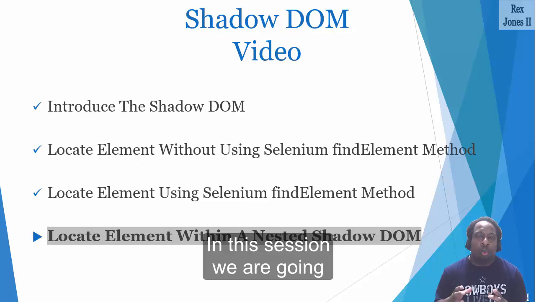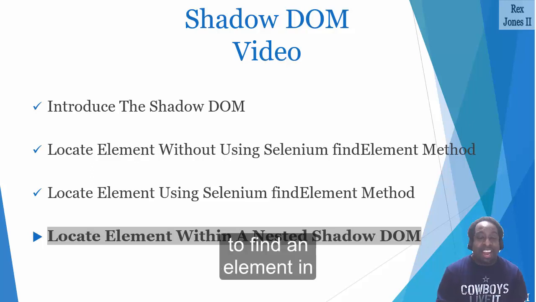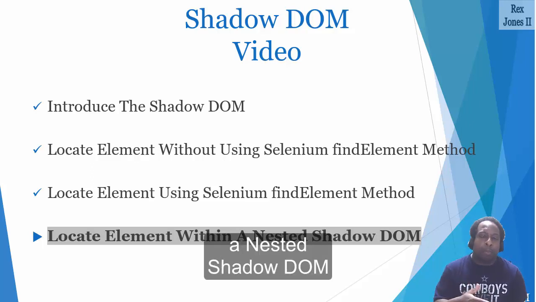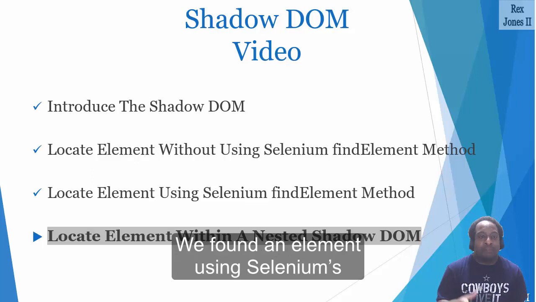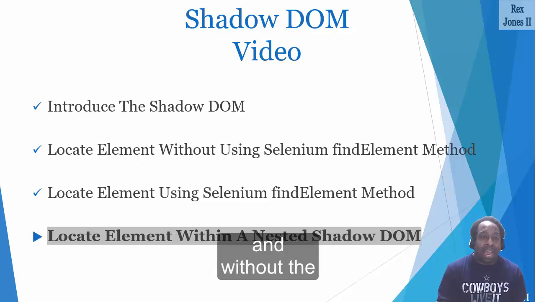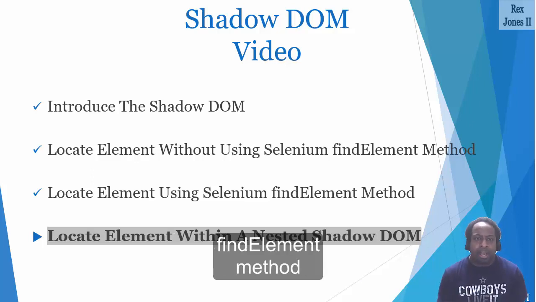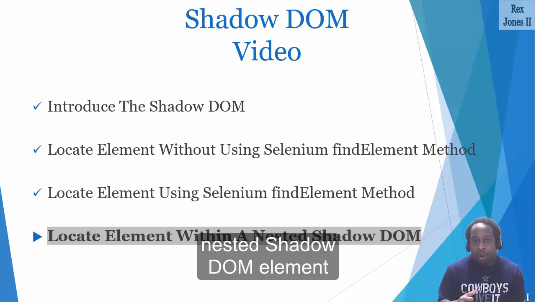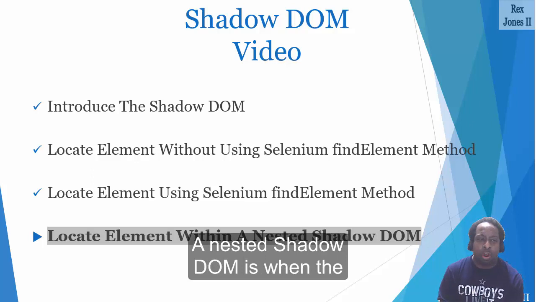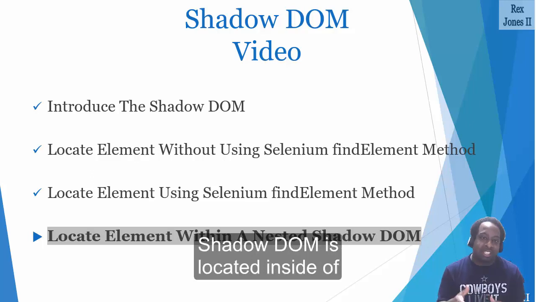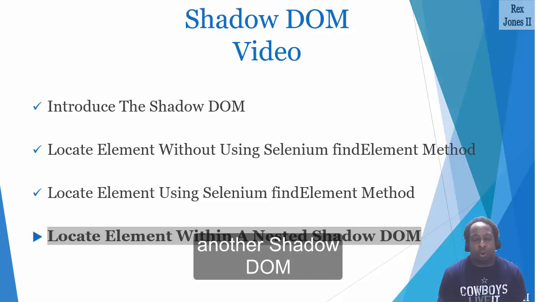In this session, we're going to find an element in a nested shadow DOM. The previous two sessions showed different ways of finding an element. We found an element using Selenium's Find Elements method and without the Find Elements method. I am going to locate the nested shadow DOM element using a JavaScript expression. A nested shadow DOM is when the shadow DOM is located inside of another shadow DOM.